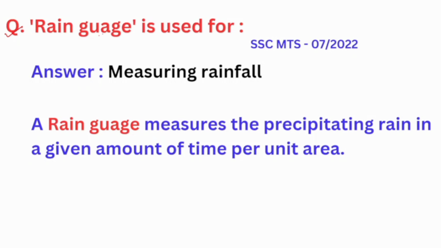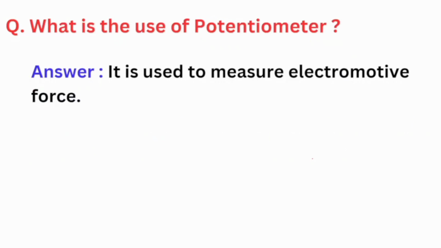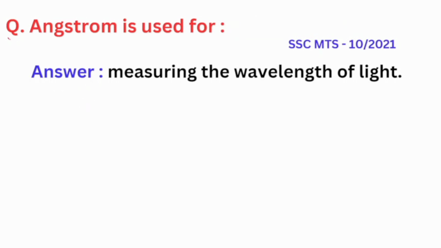Next is rain gauge is used for measuring rainfall. So for measuring rainfall, rain gauge is used. A rain gauge measures the precipitating rain in a given amount of time per unit area. Fine. Let's see next question. What is the use of potentiometer? So it is used to measure electromotive force. Next is angstrom is used for measuring the wavelength of a light. So to measure the wavelength of a light, we use angstrom.